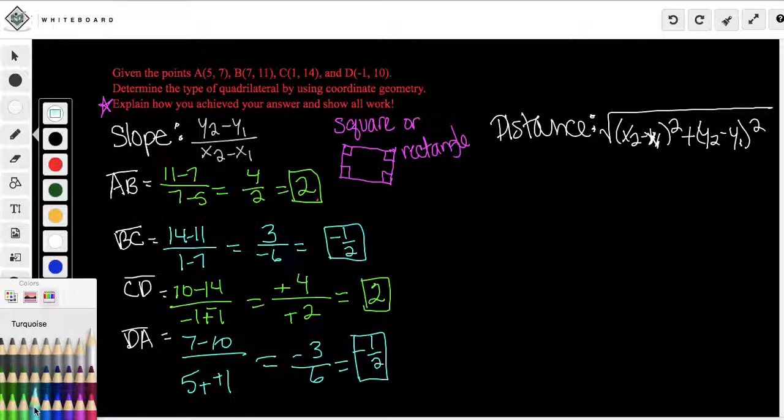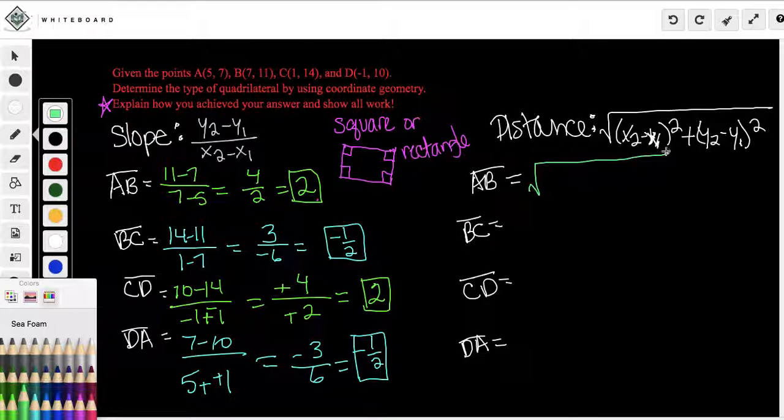So let me go to, let's do AB. Let's write these out real quick. So we're going to have to find the distance of AB, of BC, CD, and DA, just like we found over on our left for the slopes. And what I'm going to show you right now is, if you notice, we already found what y2 minus y1 was and x2 minus x1 was for all of these, right? So I'm just going to use what I found over here and plug it in over here.